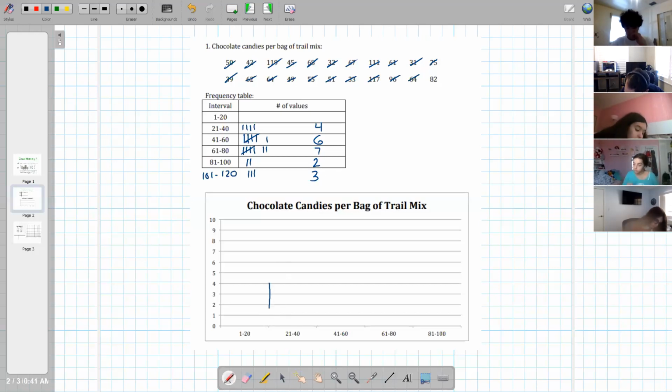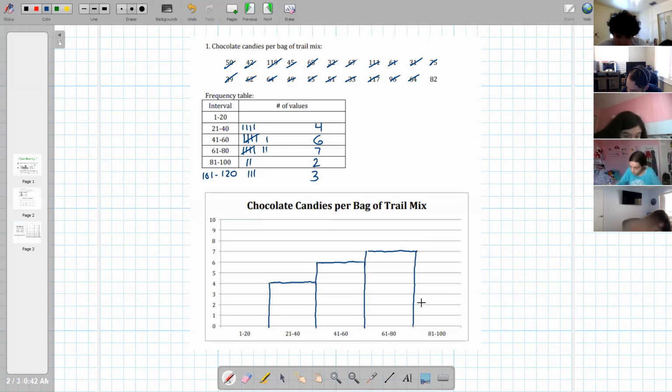So we're going to go up to 4 here. And we're going to make sure that the width of our bar is the entire interval. We don't want any spaces as we go ahead and draw this out. From 41 to 60, we have to go up to 6. From 61 to 80, we're going up to 7. From 81 to 100, we're at 2. And then from 101 to 120, we are at 3.